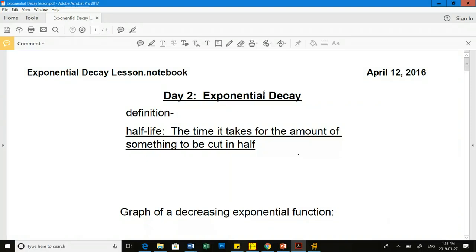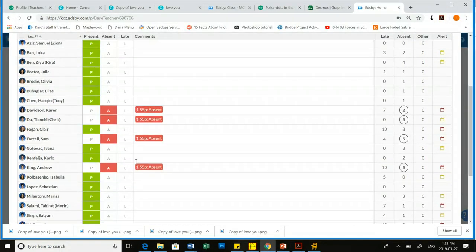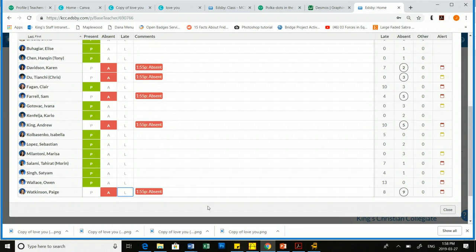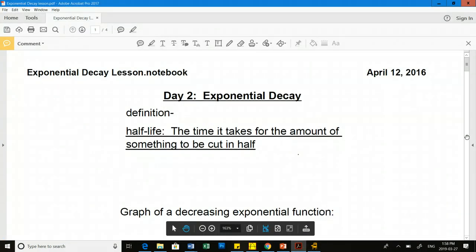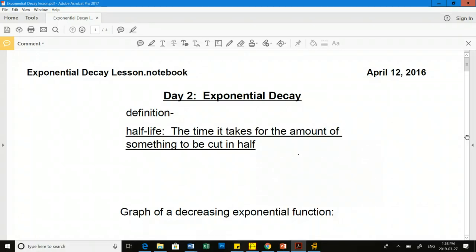So today we're going to talk about exponential decay. And with exponential decay, it's essentially the reverse of exponential growth. So something will start at a certain value, and if exponential growth gets really big really quickly, exponential decay is getting really small really quickly.